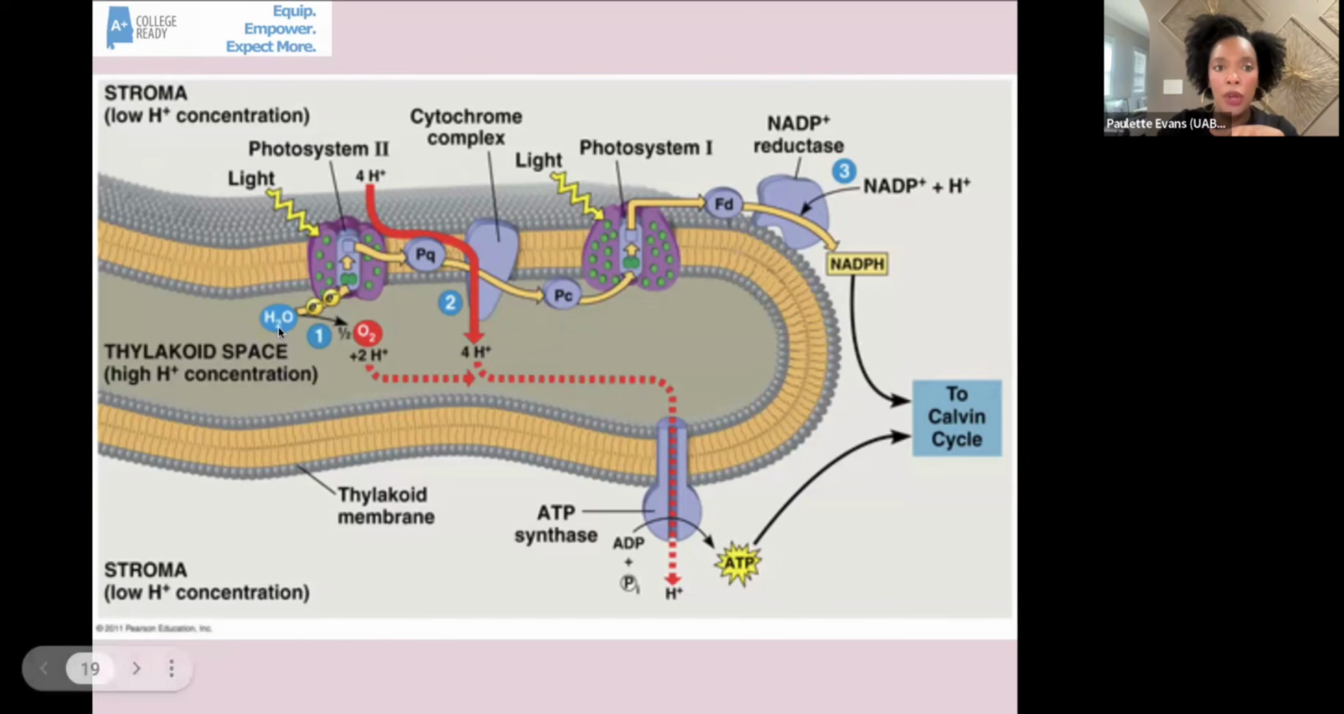When you break apart water, you're going to get hydrogen ions. And so here you've got H+ ions building up in this thylakoid space. Okay. That's the first thing. So by splitting water, you're going to get a buildup of hydrogen in this thylakoid space. Also, you're going to get some oxygen, O2.